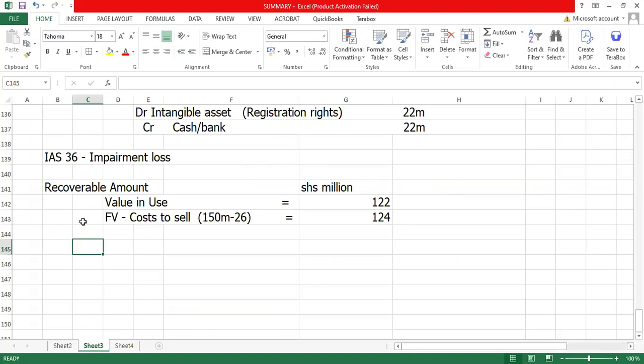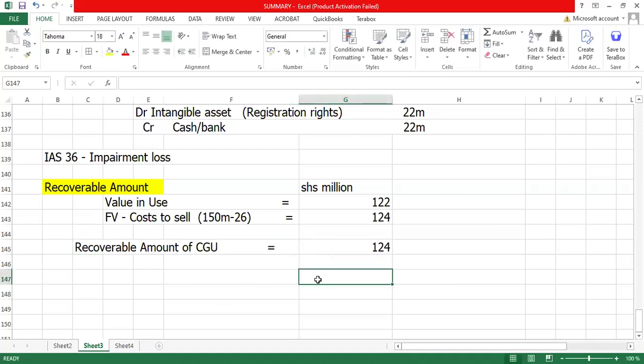So the question here is, what are you going to take as your recoverable amount? The higher, okay? We take the higher. The recoverable amount is the higher. So here the recoverable amount of our CGU is actually 124.